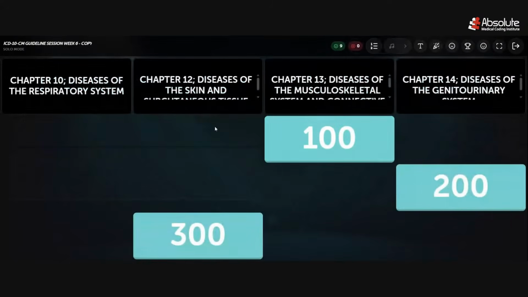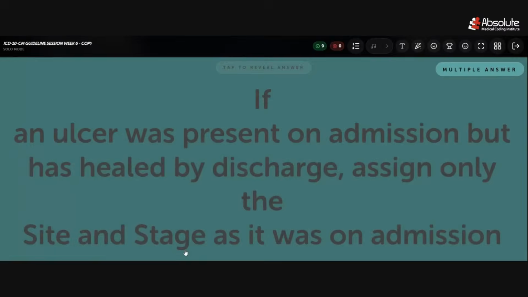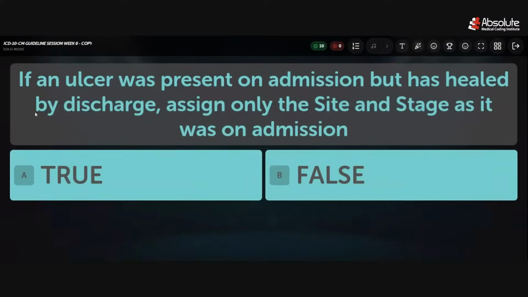All right, now we have our last question from our chapter 12, diseases of the skin and subcutaneous tissue. Okay, if an ulcer was present on admission but has healed by discharge, assign only the site and stage as it was on admission. So is this statement going to be true or false?